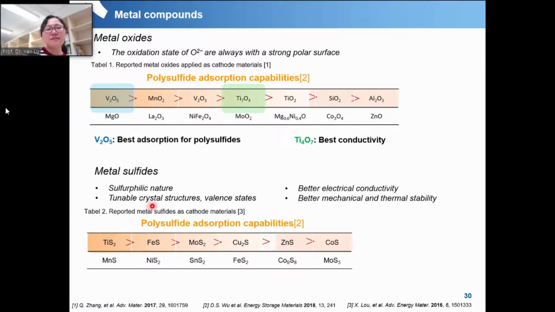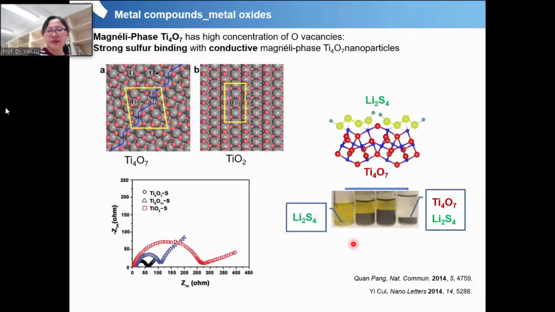As another example, metal sulfides also have very good, strong affinity to polysulfides. Here are also some examples of different metal sulfide materials and their affinity, absorption ability to polysulfides. And here you see that titanium disulfide shows the strongest absorption ability, better than that of cobalt sulfide. And I give you just some examples. Then different methods have been used to synthesize these.